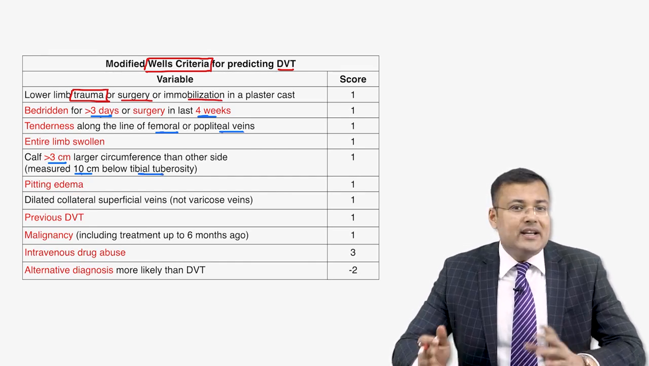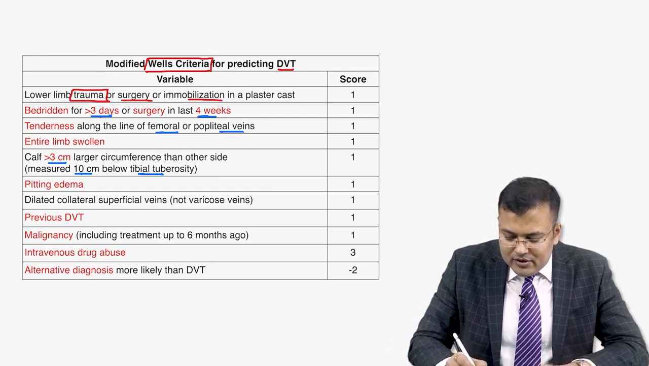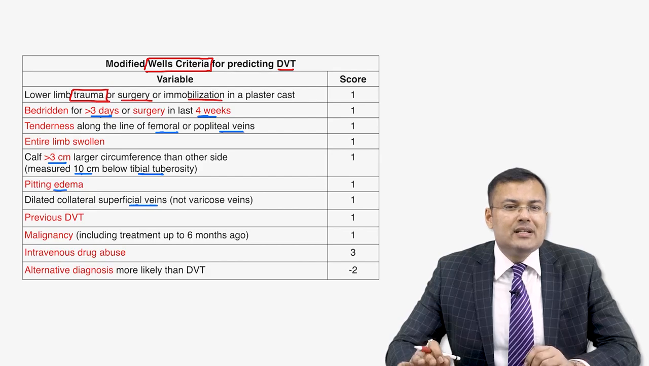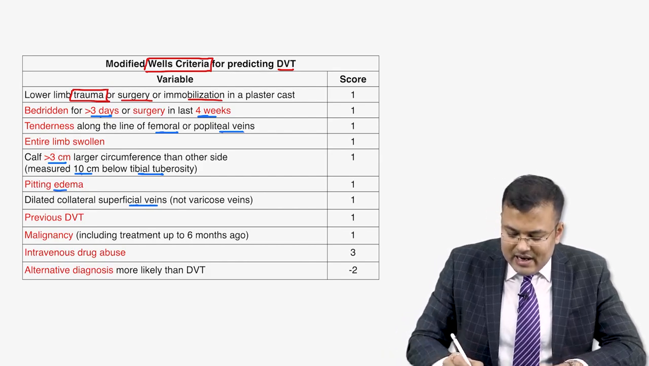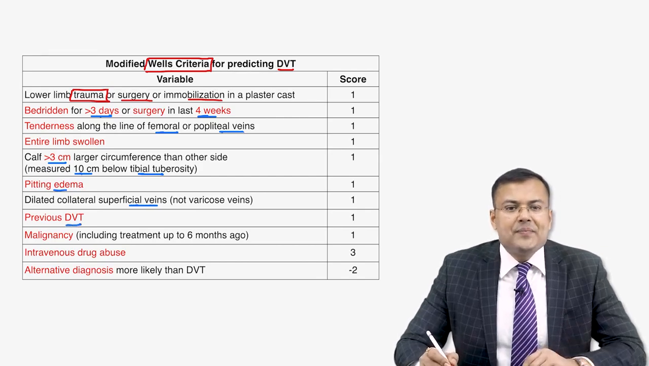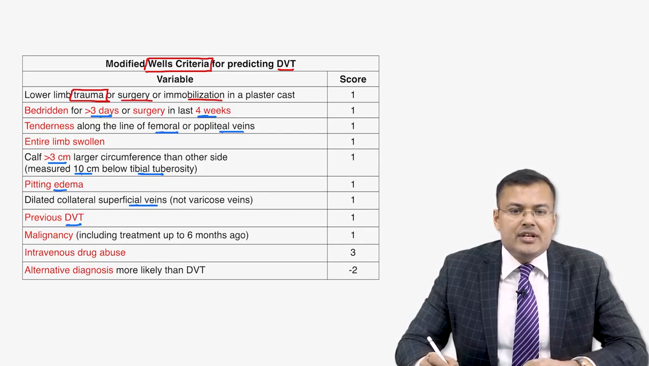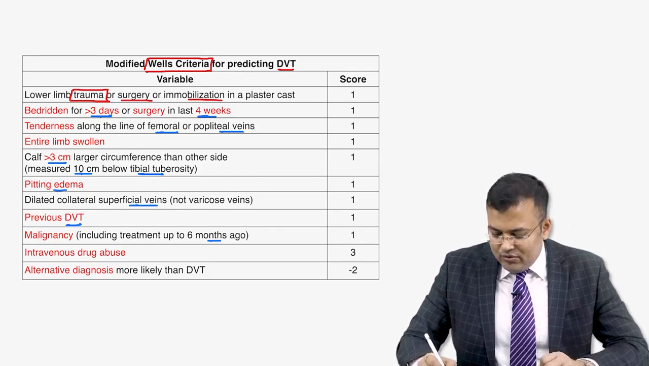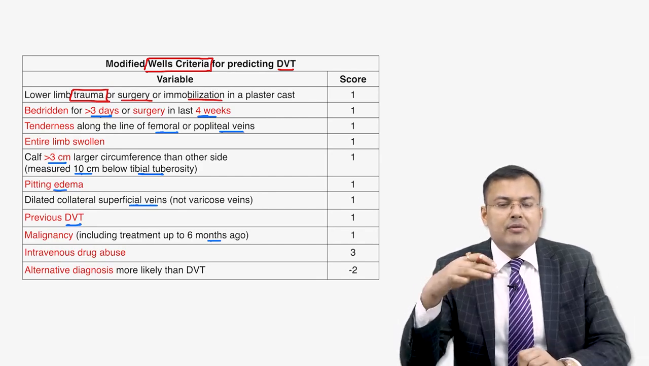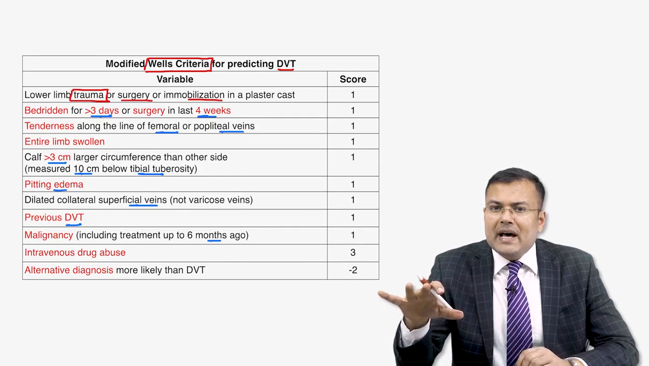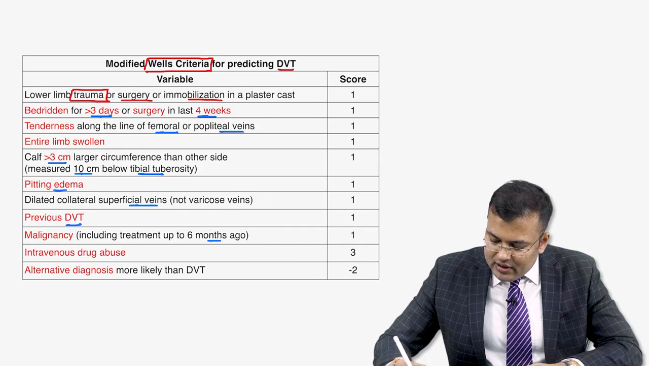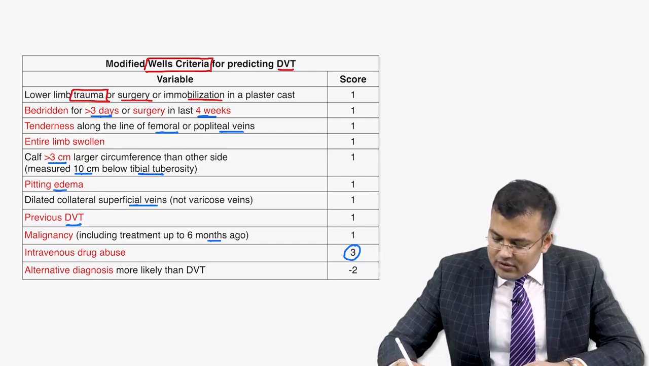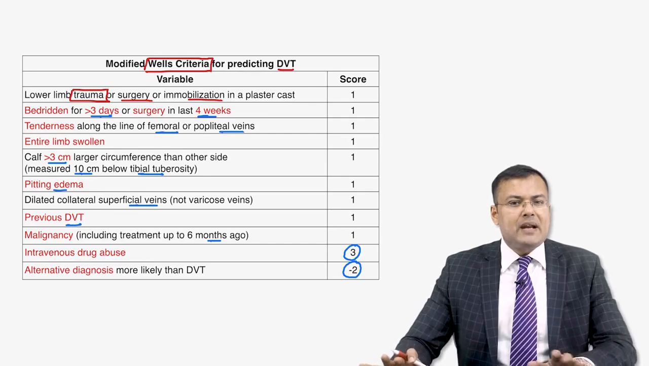We discussed what kind of edema: initially pitting, later non-pitting. If there are dilated collaterals, meaning superficial veins, remember these are not varicose veins. Previous DVT, where the patient already had DVT. Malignancy, which includes treatment up to 6 months ago. IV drug abuse, or an alternative diagnosis more likely than DVT. Now what you have to remember: for most of the parameters the score is 1. For intravenous drug abuse the score is 3, and if there is an alternative diagnosis the score is -2. For the rest of the parameters, the score is 1.